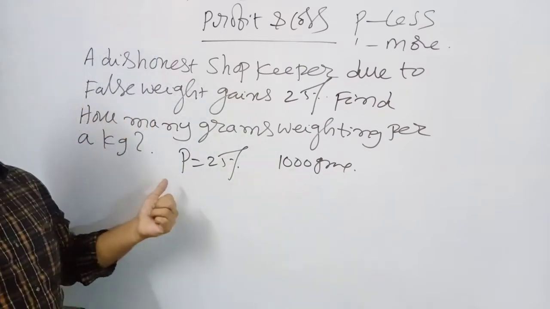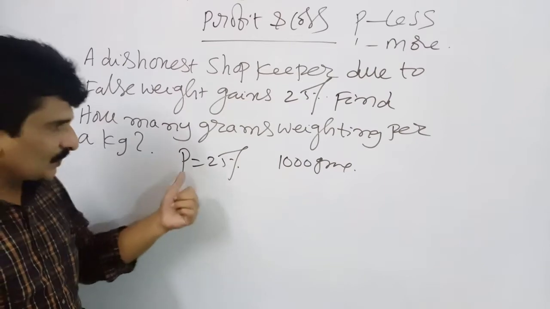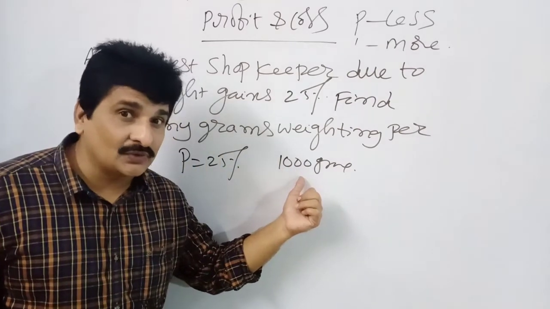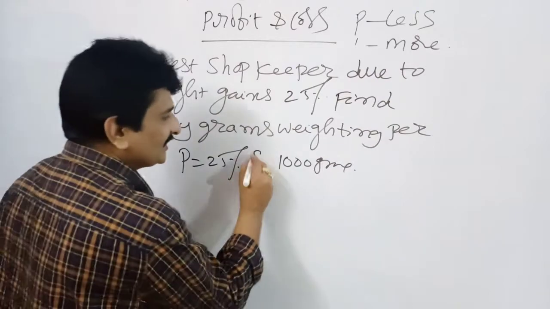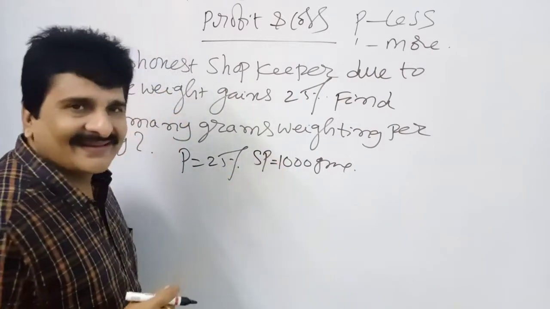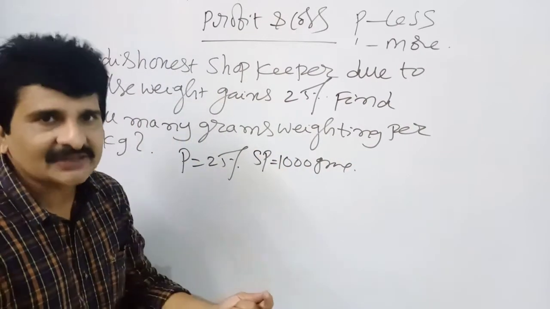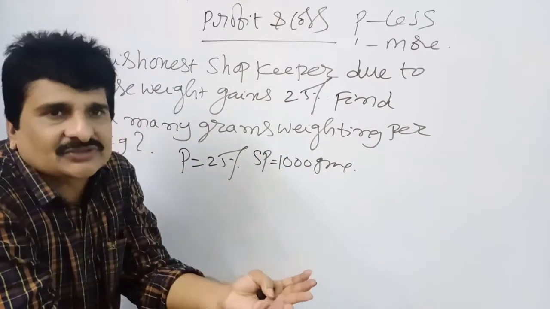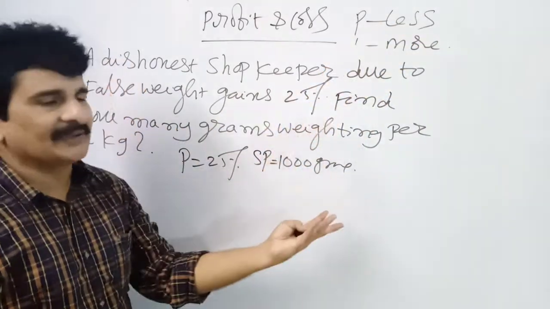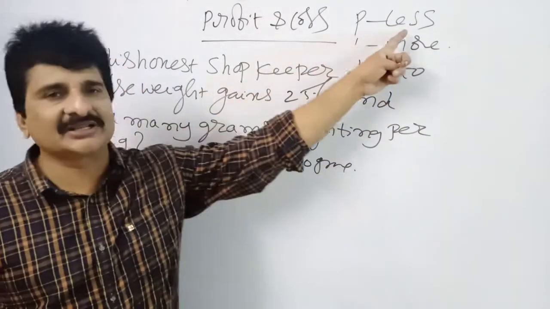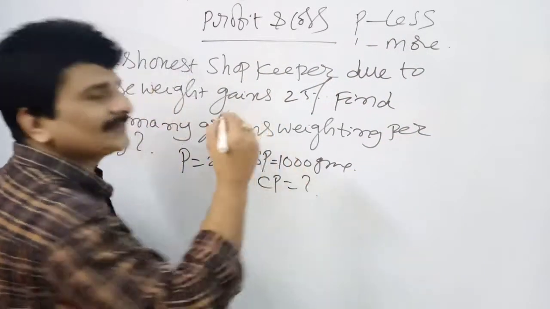Again, we have to see: when profit is obtained, the less value will be the CP. So a value less than 1000 will be the CP. That means 1000 will be the SP only. If you give the less value, then only you will get the profit, no? The value he gives will become less. Less means that is the CP, because when profit is obtained, less will be the CP. That means we have to find the CP.